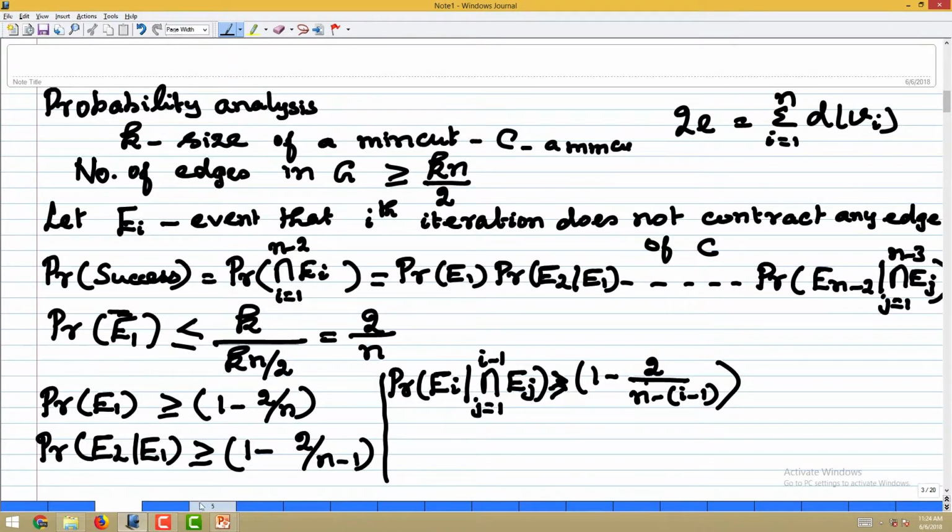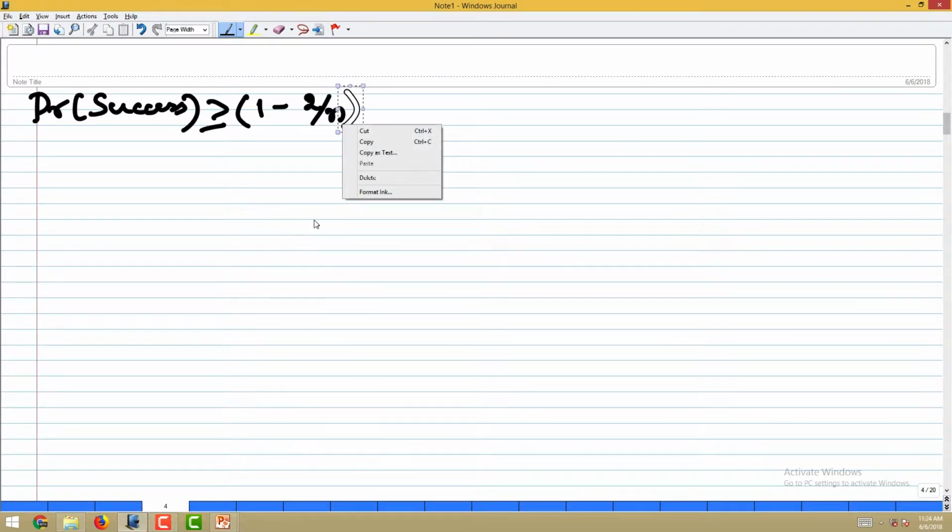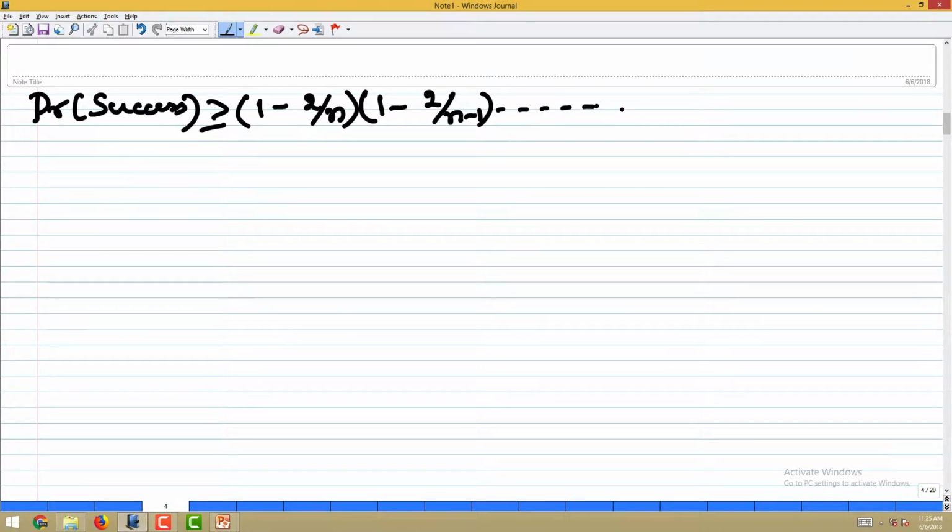Okay. Now, you compute the probability of success. It is greater than or equal to, first term probability of E1 is 1 minus 2 by n, then into 1 minus 2 by n minus 1 etc. What is the last term?